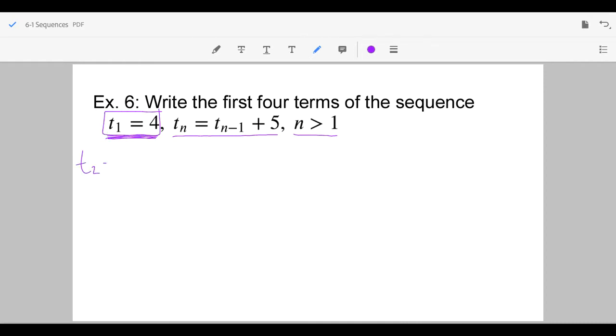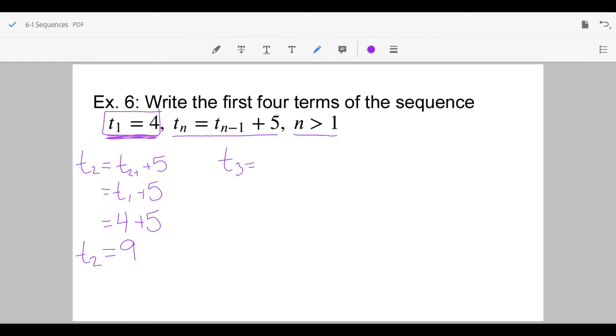So the second term would be term n minus 1, which would be 2 minus 1 plus 5. And again, make sure you're writing these as subscripts. Don't write something like this, because that is completely wrong gibberish. So term 2 minus 1 would be term 1 plus 5. Term 1 we know is 4. We add 5 to that, and we get 9. So term 2 is equal to 9.